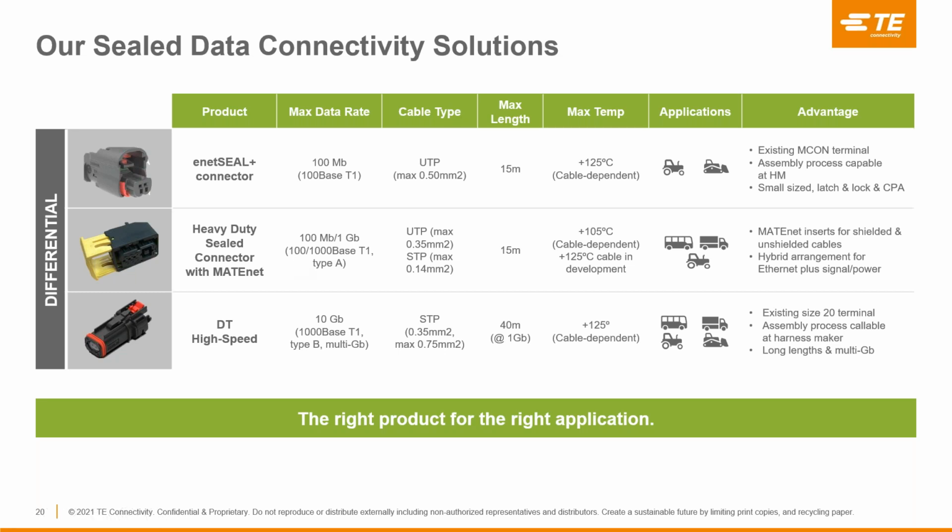And then finally, at the bottom, we have our DT high-speed connector. This connector is designed for multi-gig applications at 15-meter lengths, and 1 gigabit applications at 40-meter linkages, using a 0.35 or actually 0.5 millimeter squared shielded twisted pair cable. At 40 meters it is able to achieve 1 gigabit speeds and manage those high-speed connections for cameras and other devices in much larger vehicles at longer lengths. It uses existing size 20 Deutsch terminals, making the assembly process very capable for any harness maker that is currently using any of the TE DT type contacts for other types of power connections in the vehicle. Again, long lengths and multi-gig for the DT high speed.